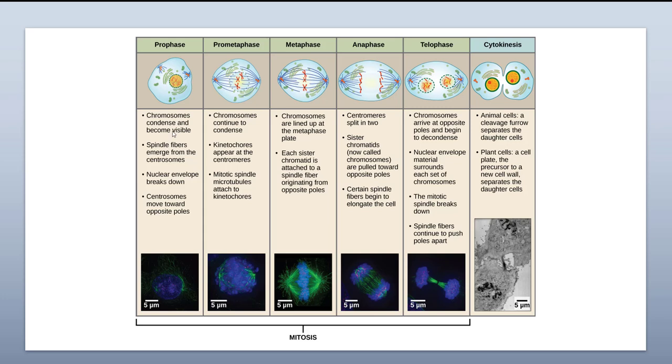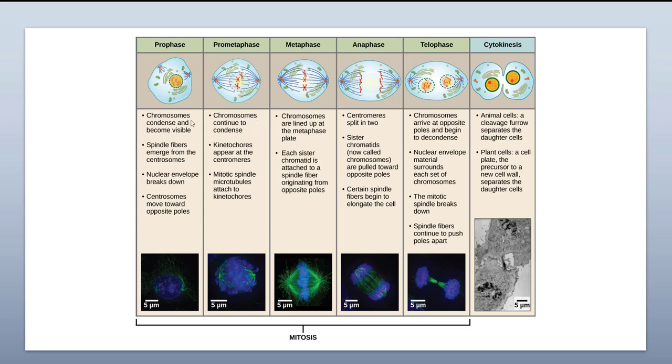Okay, so those are basically the four things that are taking place during prophase, or the preparing to divide phase. The chromosomes are condensing and becoming visible. The nuclear envelope is starting to disappear and break down. The centrosomes are moving to opposite poles, and the mitotic spindle is starting to emerge.